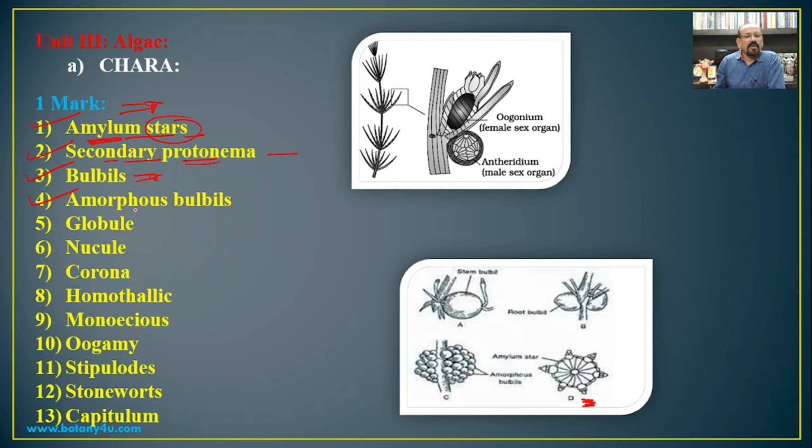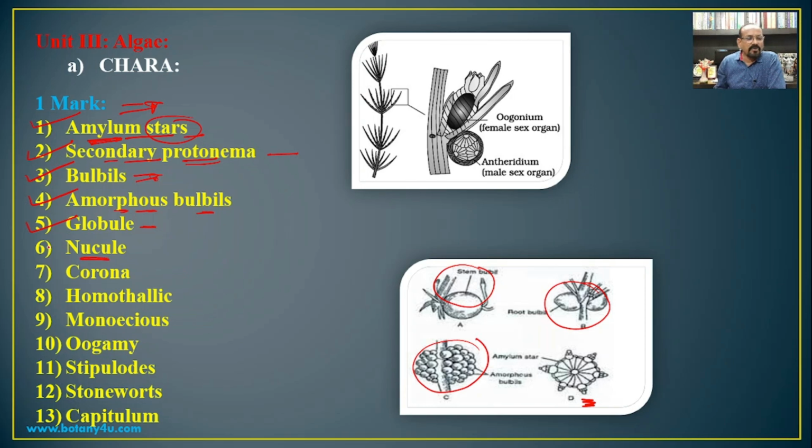Then small bodies, that is the amorphous bulbils. You can see here the stem bulbil, root bulbil, and amorphous bulbil. So amorphous bulbils are the small tuberous bodies which develop from the nodal regions of the axis or the stem. Then globule, which is the male reproductive organ developing from the nodal region of the branches of limited growth, and it is present just below the nucule.